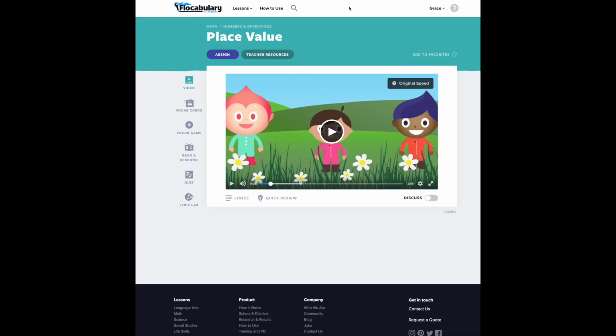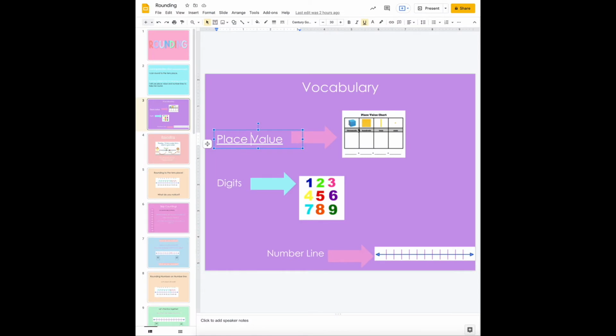There's a place value one, and there is also a rounding one we're going to try today. Remember that we are using digits to make up numbers. Remember, digits take up one place value. That's why anytime we put a 1 and a 0 together, it makes a 2-digit number. It no longer is a digit, it becomes a number.